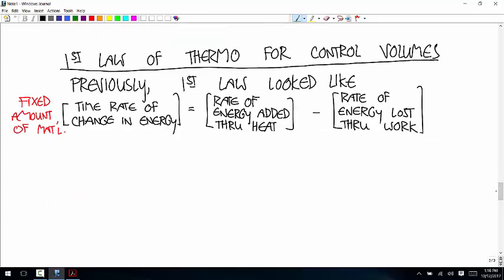But now we have to account for some other stuff. Because now we're doing control volumes. So we need to account for energy carried in or out by the new material that's crossing the boundary.